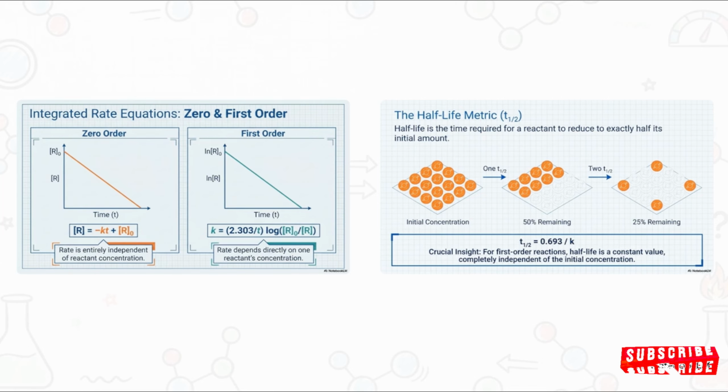Look at the graphic on the right. Whether you are dropping from your initial concentration down to 50% or from 50% down to 25%, the time it takes to do that, the half-life, is precisely the same. The mind-blowing insight here is that for first-order reactions, the half-life is a constant value, completely independent of how much stuff you actually started with.